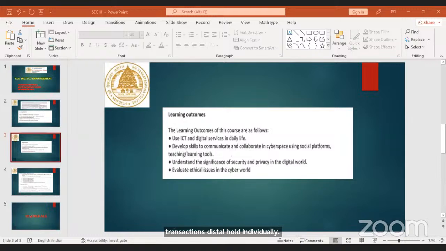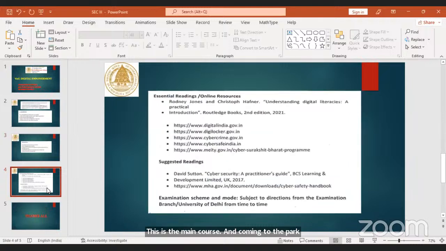And coming to the next part, these are the essential online courses: Digital India (.gov.in) and DigiLocker (.gov.in). For suggested readings, the reference book is David Sutton, Cyber Security: A Practitioner's Guide. This book will give you complete information on cyber security, how to control your wallet, what to do if any cyber threat arises, what malware software is, and how malware is to be dealt with. A basic idea will be given.